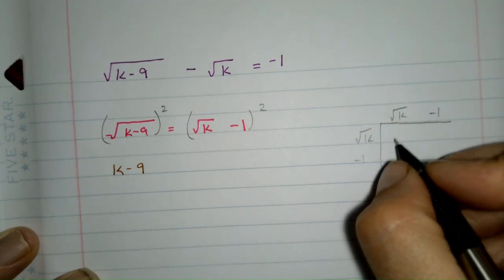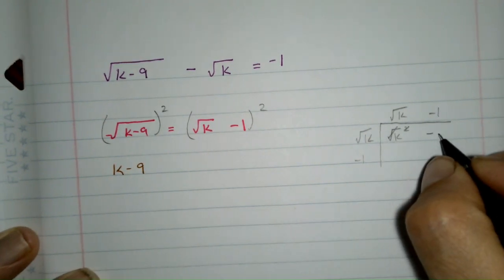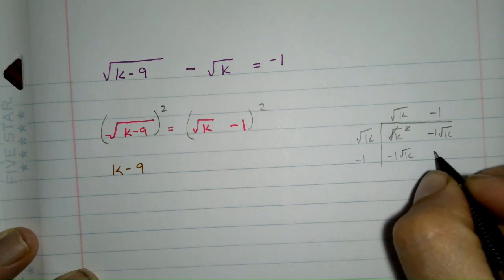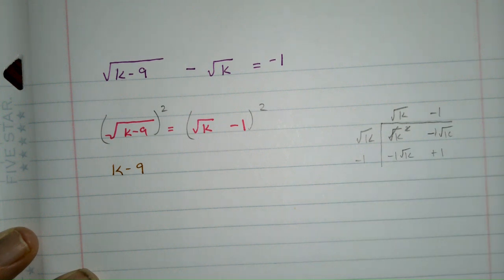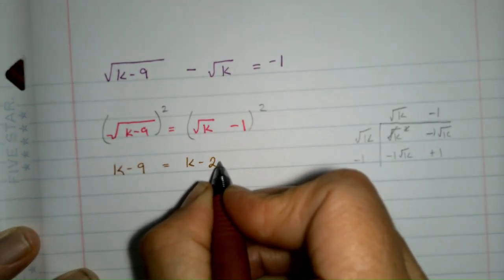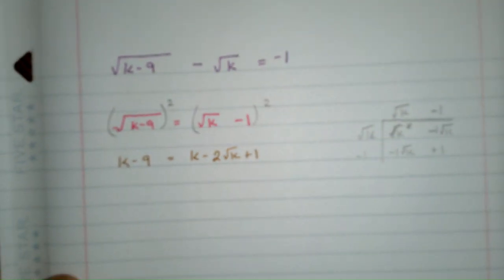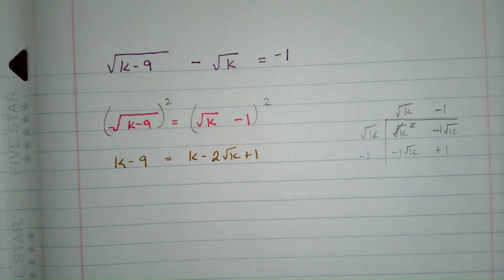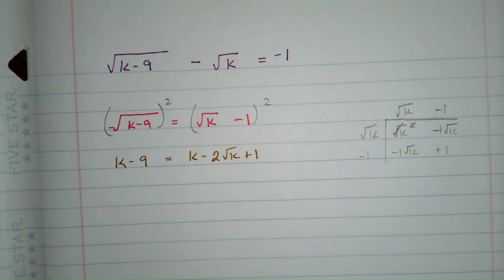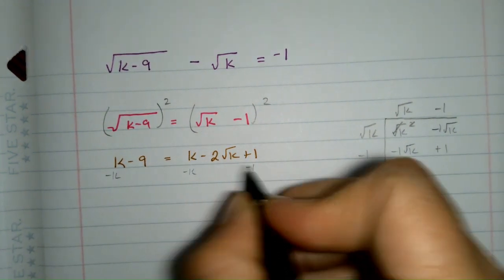So this will be the square root of k squared, so that'll just be k. This will be minus the square root of k, minus 1 square root of k, right? This will be minus 1 square root of k, and this will be plus 1. So when I combine like terms, I get k minus 2 square roots of k plus 1. Okay, now this is when we need to isolate that again. So I'm going to subtract k from both sides, and I'm going to subtract 1 from both sides.